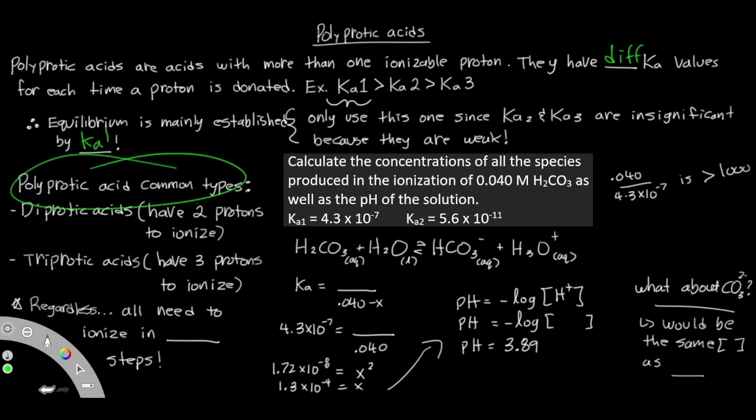So polyprotic acids, there are two common types, diprotic acids and triprotic acids. Diprotic acids have 2 protons to ionize. Triprotic acids have 3 protons to ionize. Regardless, all of these need to ionize in sequential steps.